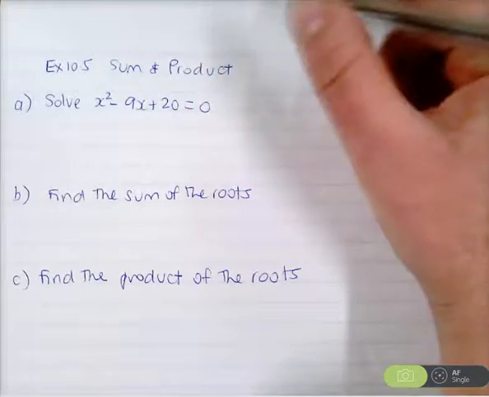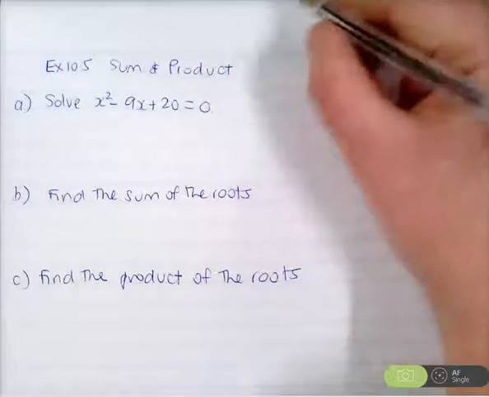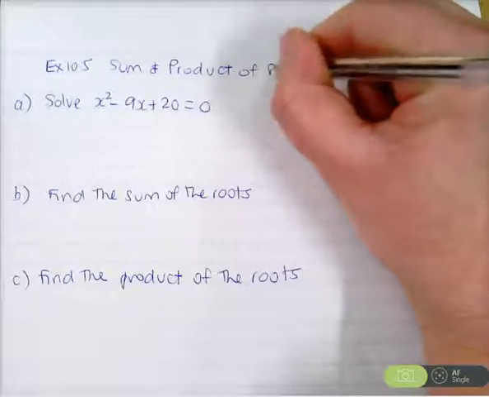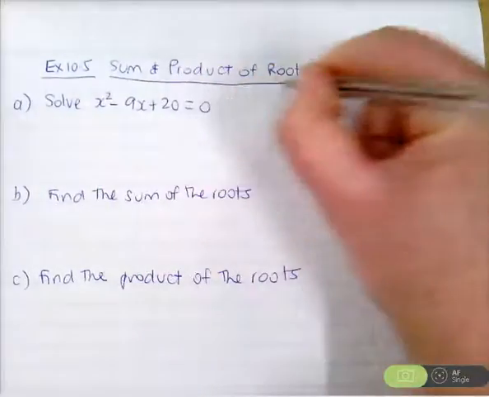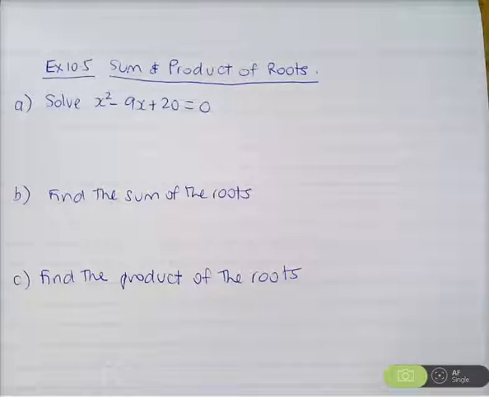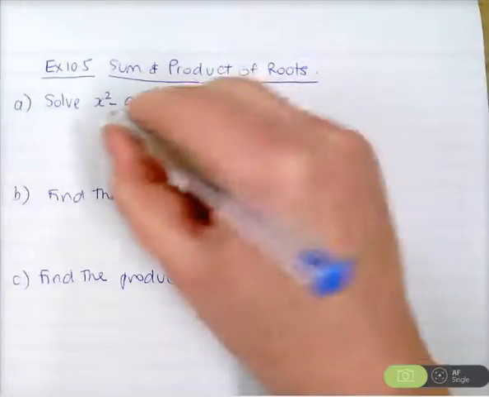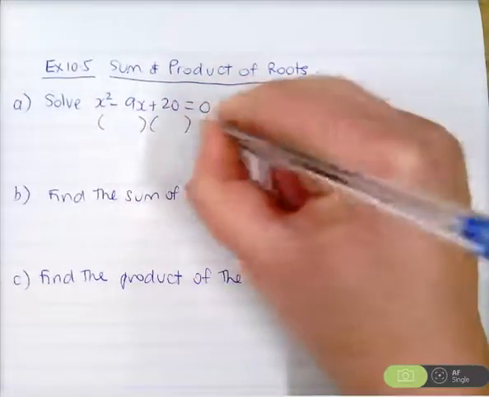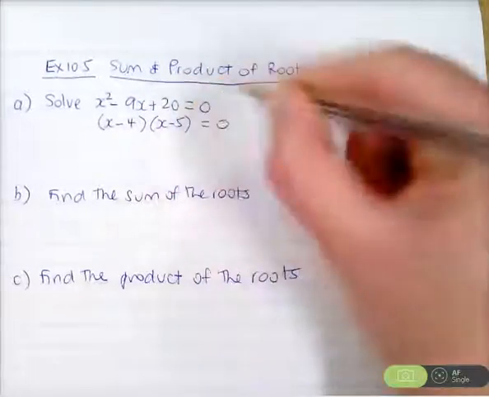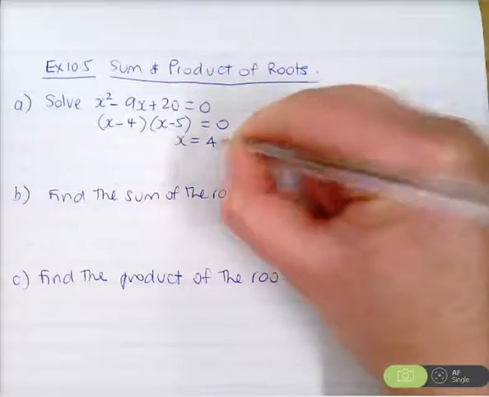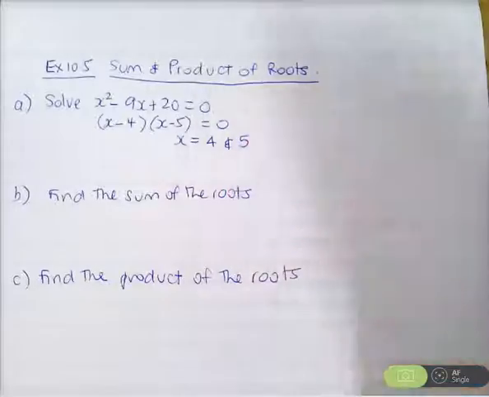Okay, girls, this is exercise 10.5, sum and product of roots. We're going to start this exercise with a bit of an investigation. Firstly, we want to solve x squared minus 9x plus 20 equals 0. Anyone factorise that yet? So we've got x minus 4, x minus 5. Therefore, the roots are 4 and 5.